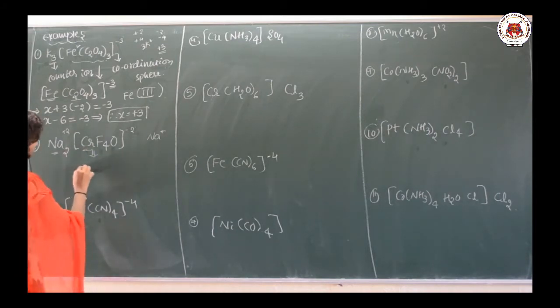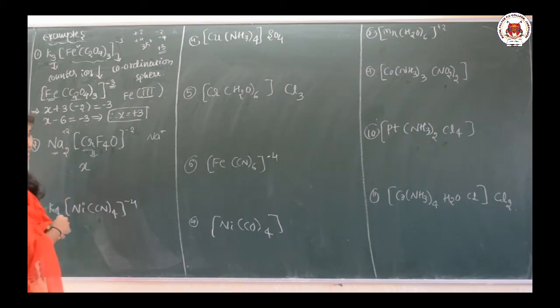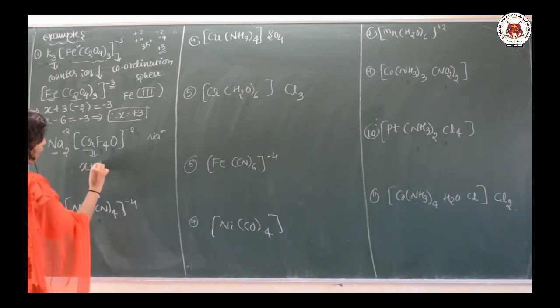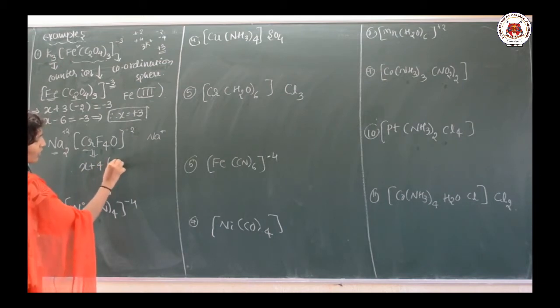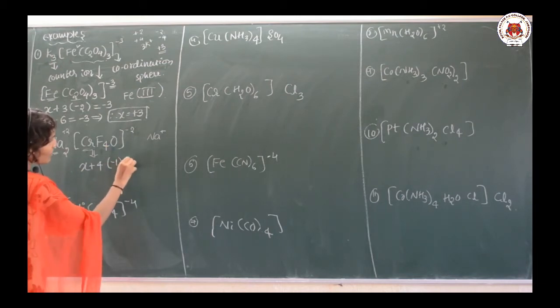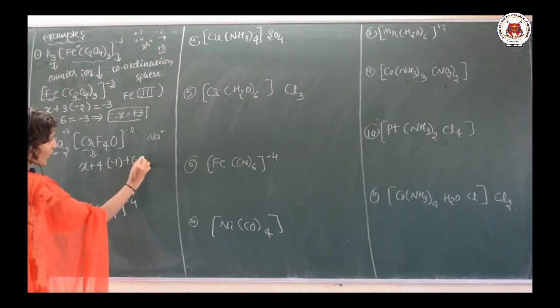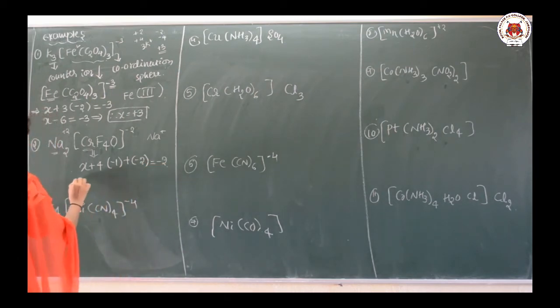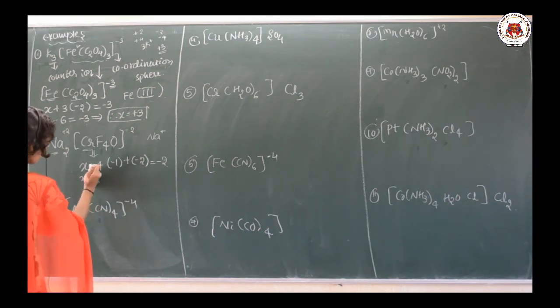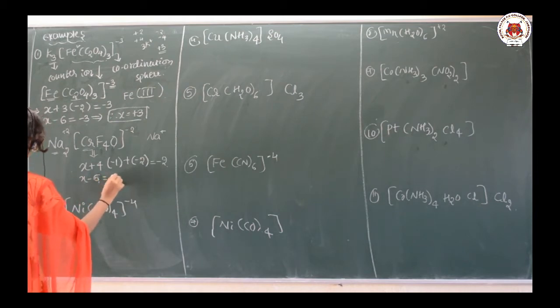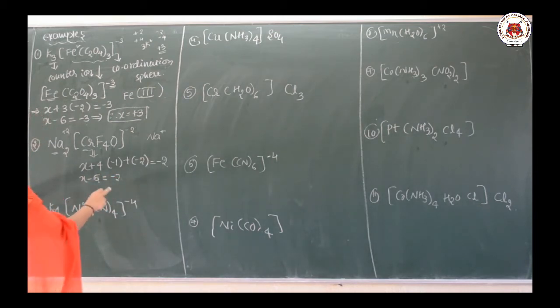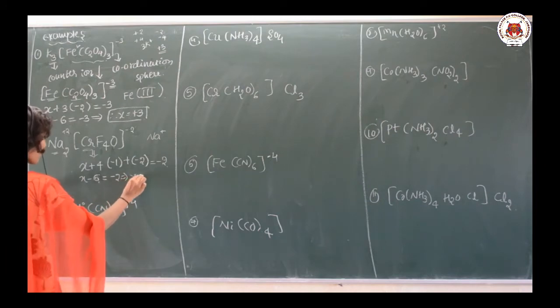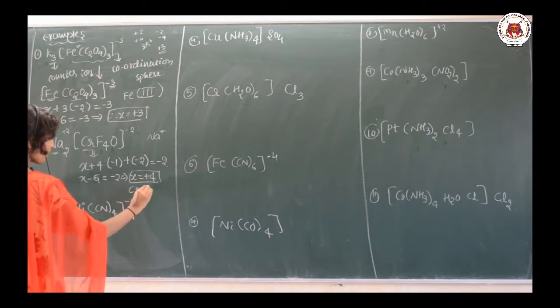So now I will take the oxidation number from this one. For Cr, that is the chromium oxidation state, I need to find out. I will take it as X, plus how many fluorine are there? Four. The charge on fluorine is minus 1, plus only one oxygen is there and its charge is minus 2, equivalent to minus 2. So X minus 4, I will take directly minus 6, equals minus 2. Therefore X is equal to plus 4. It means the chromium oxidation state is 4.